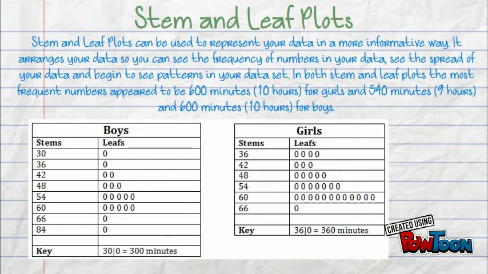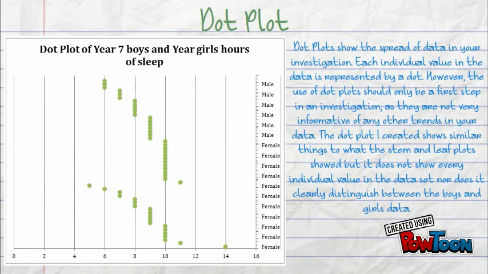Stem and leaf plots can be used to represent your data in a more informative way. It arranges your data so you can see the frequency of numbers in your data, see the spread of your data and begin to see patterns in your data set. In both stem and leaf plots, the most frequent numbers appeared to be 600 minutes for girls and 540 minutes and 600 minutes for boys.